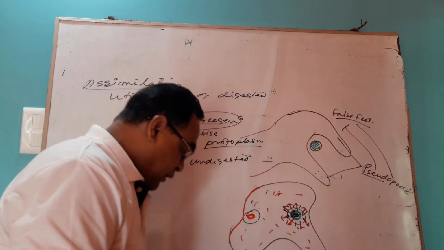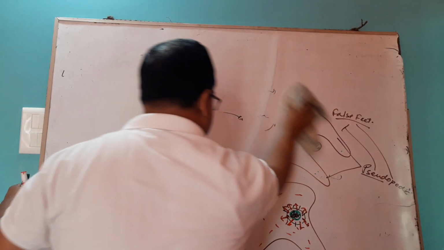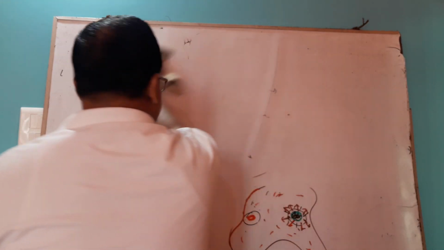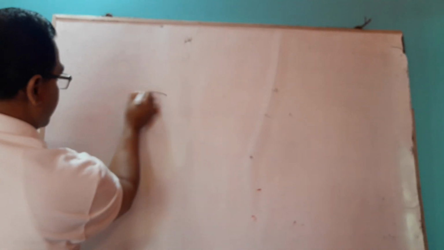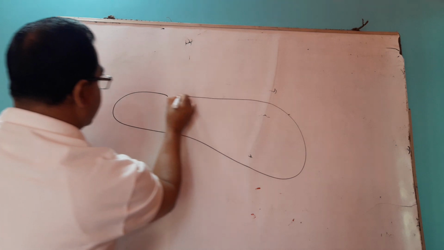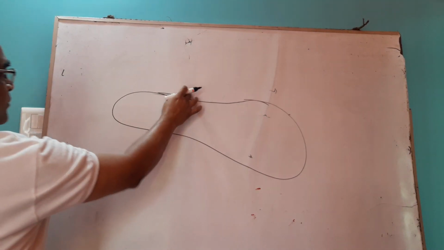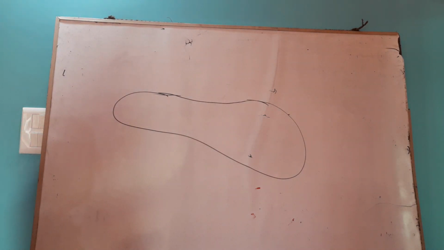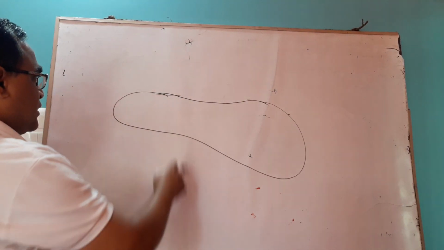We can have another example also. Suppose paramecium. Let us take the paramecium. How does paramecium perform holozoic nutrition? Paramecium is also a unicellular organism. Let us discuss the paramecium. Suppose this is the paramecium. It has a definite shape. We say it is slipper shape. This is the paramecium.